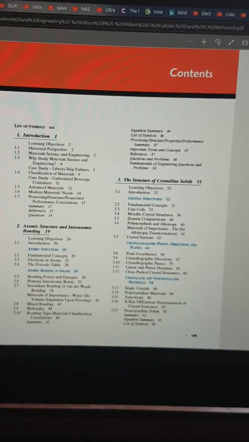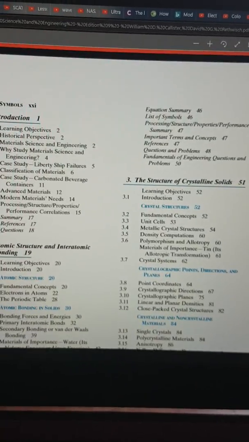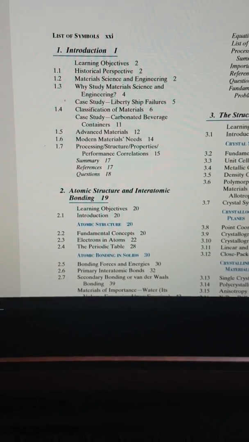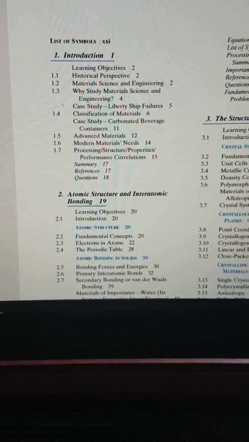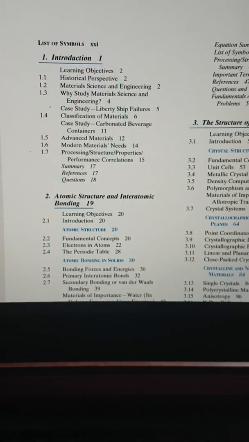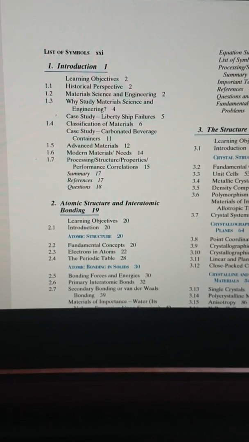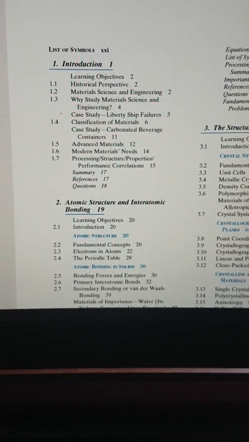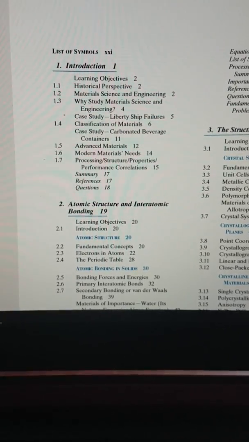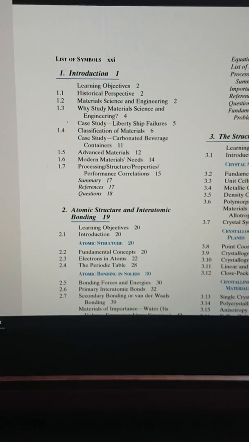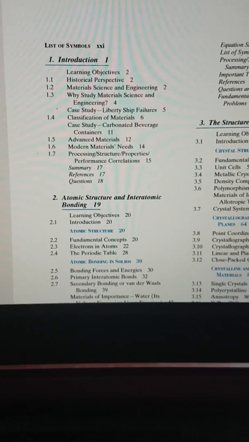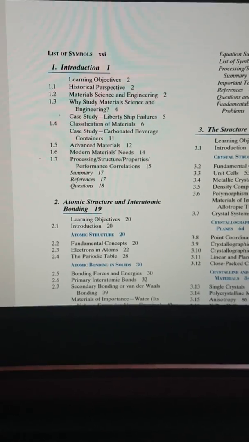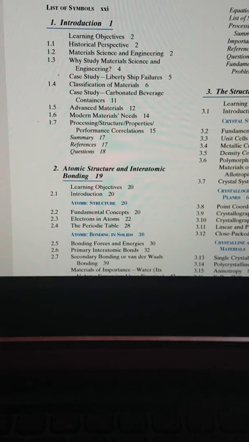Next, we move to the content. So briefly, we're going to start with the introduction, learning objectives, the historical perspective, material science and engineering, after studying material science and engineering, and why study material science and engineering, and case studies. We're going to look at the classification of materials. Then we're going to move to chapter 2, which is the atomic structure and interatomic bonding.